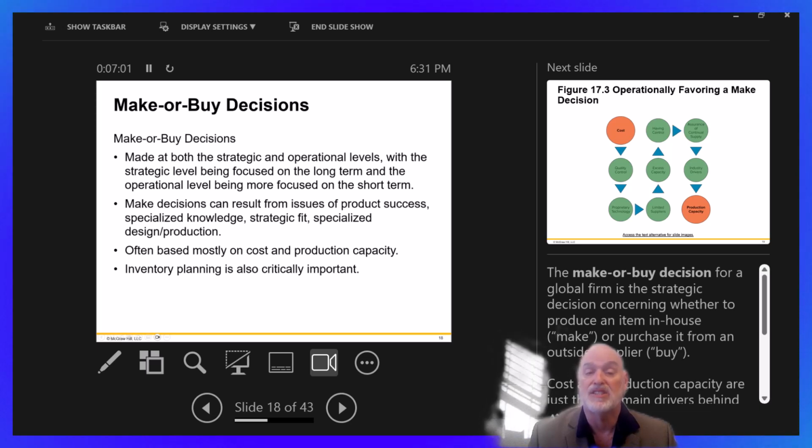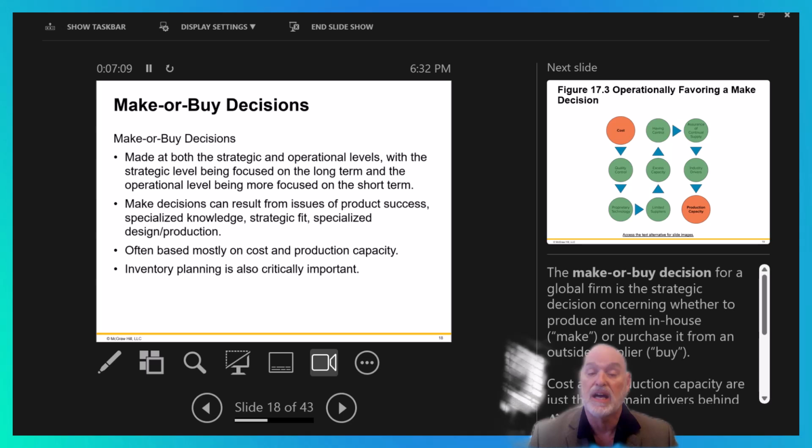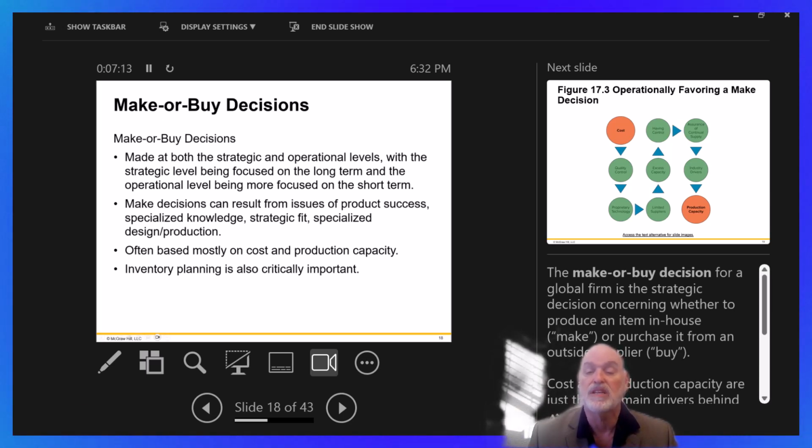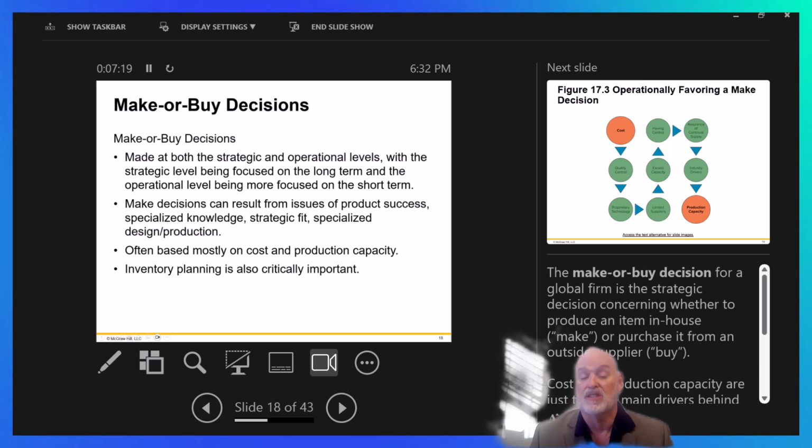Make or buy decisions. These are important because they're made at both the strategic and operational levels, with the strategic level being focused on the long term and the operational level being more focused on the short term. Make decisions can result from issues of product success, specialized knowledge, strategic fit, specialized and designed production, often based mostly on cost and production capacity. Inventory planning is also critically important.